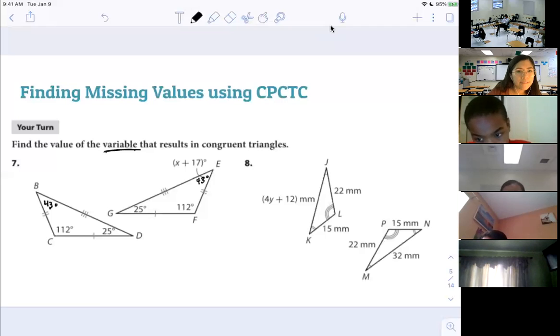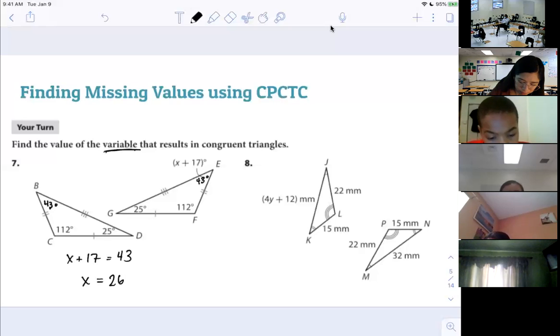And then I can set up my equation. What's my equation? Okay, I know that X plus 17 has to equal 43. So what's my value of X? Good, 26. So that's number 7. Now for number 8, I'm not looking at the angles, I'm looking at the sides. And I know, so I have to do a little bit of matching because they're not in the right orientation. So I know that this 22 matches with this 22.